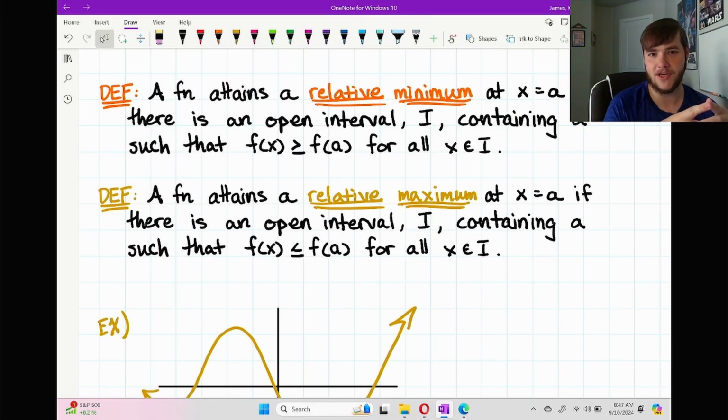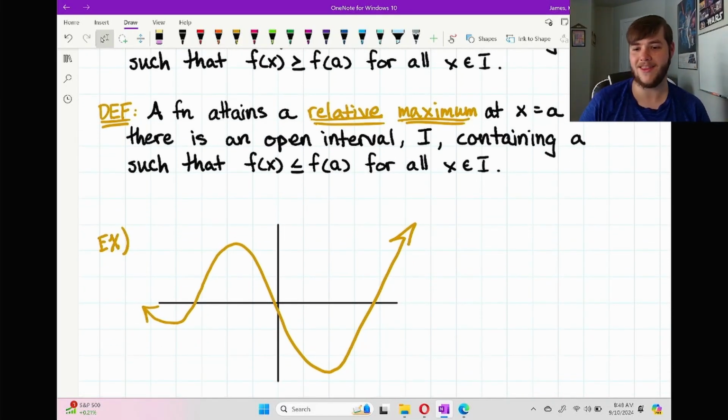Now, why do we care about increasing and decreasing? Mainly for these definitions. A relative minimum happens at a point A, where on some open interval around A, A is the smallest point. And we say the same thing for a relative maximum. As long as there's some interval around A for which A is the biggest point, or the largest function value, we call that a relative maximum.